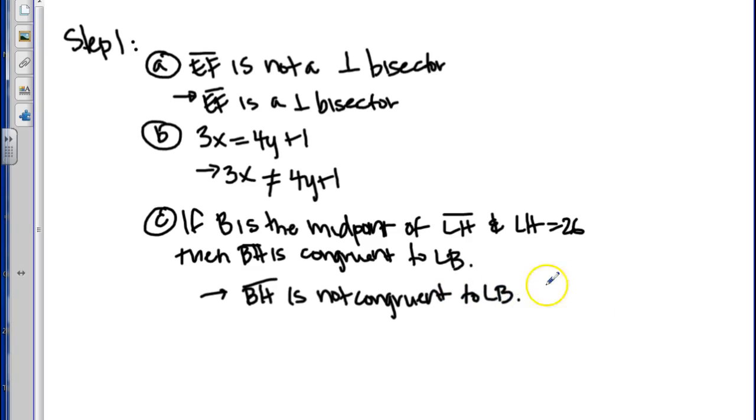B is the midpoint of LH, so you can draw that. B is in the middle. There's LH. These two would be congruent because that's the definition of midpoint. But we are supposed to do a contradiction of this. BH would be congruent to LB. That's true, but we want the opposite. So BH is not congruent to LB.